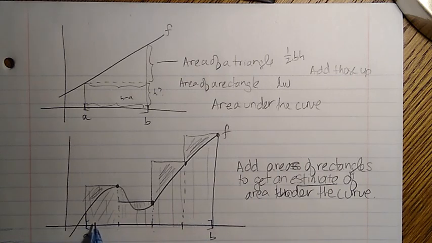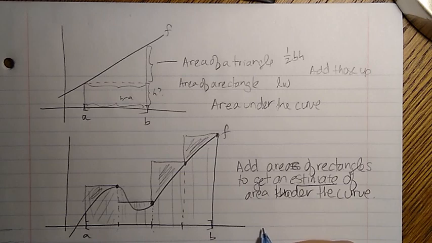We're going to come up with an expression that writes the sum of the areas of n rectangles under the curve, and then we'll take the limit as n goes to infinity. Let's work an example of an approximation in the next video.